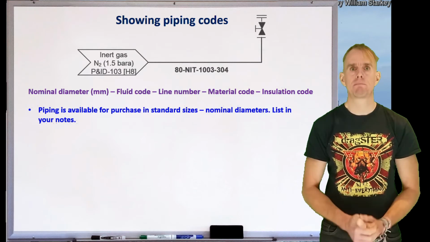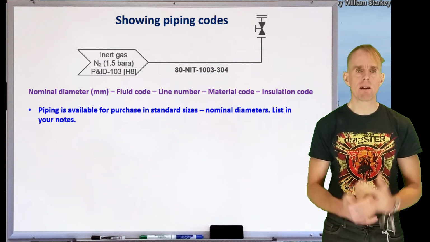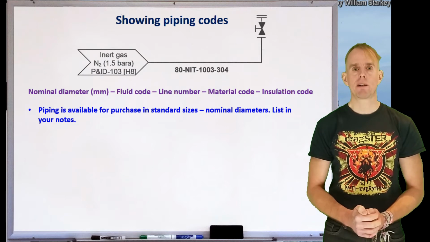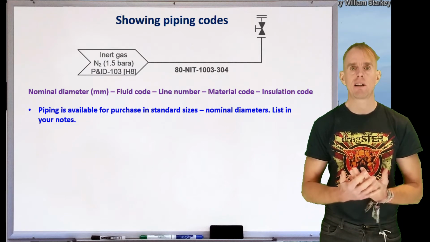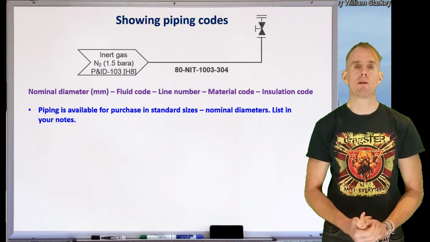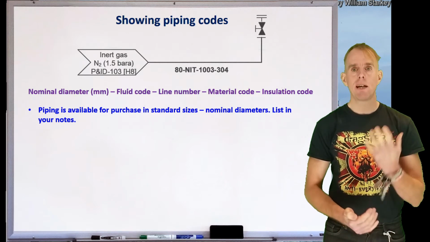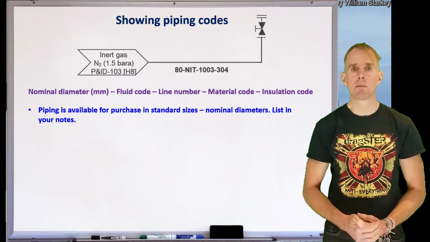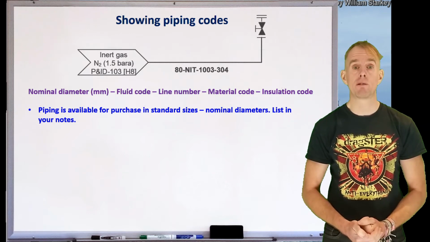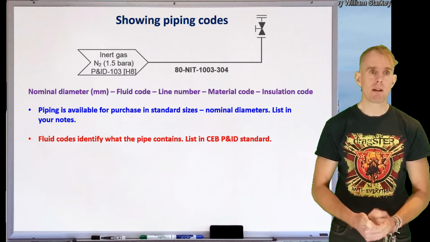So let's go through this item by item. When you're designing pipework, you must remember that you're not going to get a fabricator to fabricate a bespoke piece of piping for you. You're going to be buying it off the shelf in certain standard diameters. These are called nominal diameters. I've put a table of nominal piping diameters in your notes for reference.